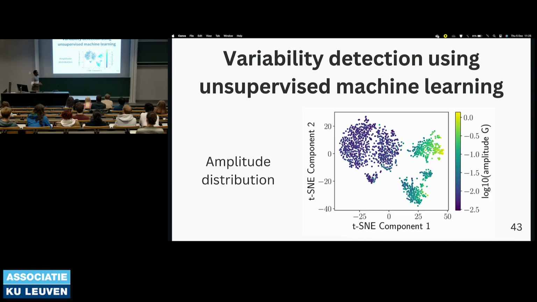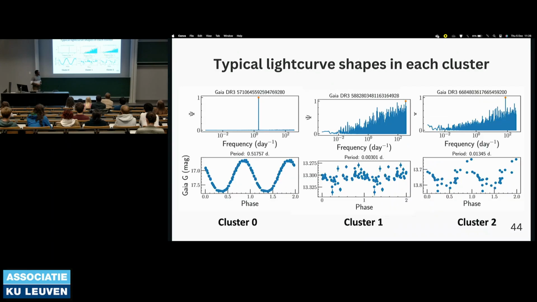And when we looked at the amplitude distribution from these t-SNE components, we can see that the amplitude is quite contributing in separating these three clusters. And to see what kind of light curves we can find in each cluster, in cluster 0, the typical light curves look like this one on the left. And the same for cluster 1 and cluster 2.